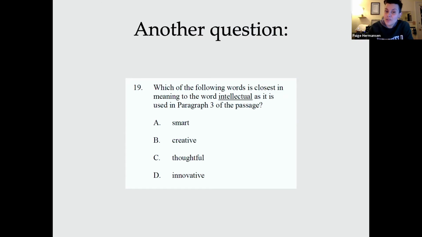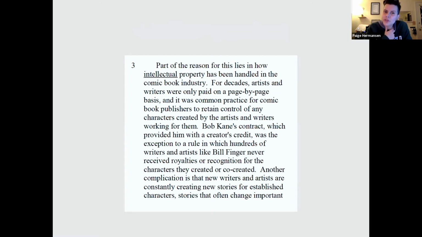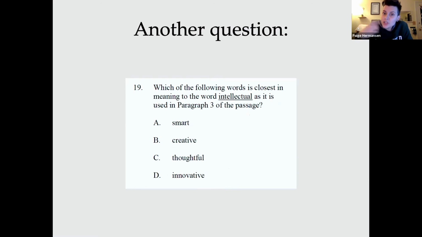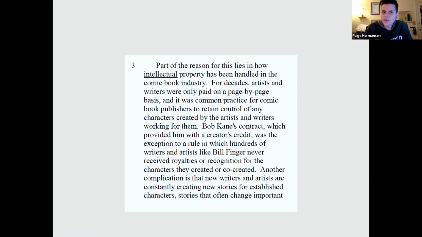But let's look at paragraph 3 of this passage. Part of the reason for this lies in how intellectual property has been handled in the comic book industry. For decades, artists and writers were only paid on a page-by-page basis, and it was common practice for comic book publishers to retain control of any characters created by the artists and writers working for them. We don't even have to continue. If you've heard that term, intellectual property, you automatically know what this means, but just look at how it's discussing this. The type of property being described here is intellectual property, and what they're talking about is what artists and writers create, what they create and what they publish.